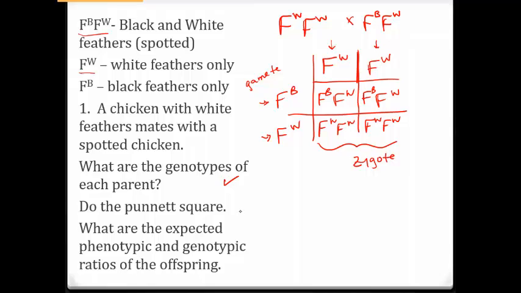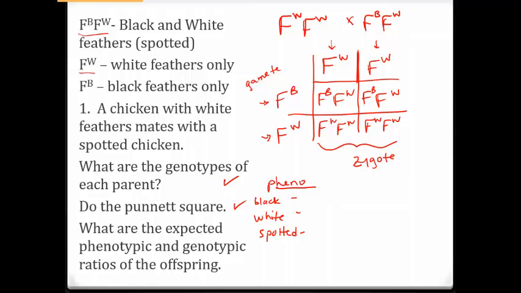So we've done our Punnett square. And the next thing it asks us to do, what are the expected phenotypes and the genotype ratios? So for phenotypes, we now have three options instead of two. We could have black feathers, we could have white feathers, or we could have the spotted, meaning that they have some black and some white. So we need to look at all three of those combinations.